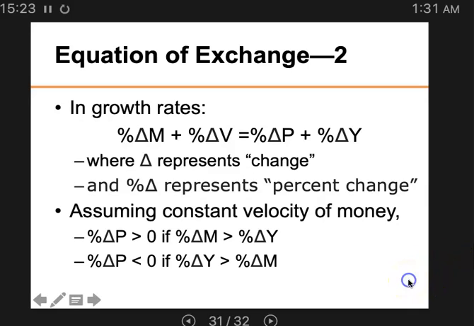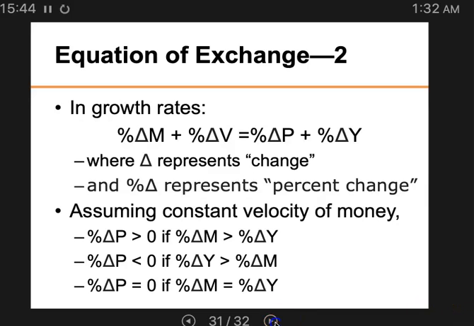Otherwise, we would have deflation. The percentage change in the price level is negative if the growth rate of the real GDP is larger than that of the money supply. So there is not enough money to buy the goods and services, and then we will have deflation. So if we want to have no inflation, then the money supply should grow at the same rate as the GDP.